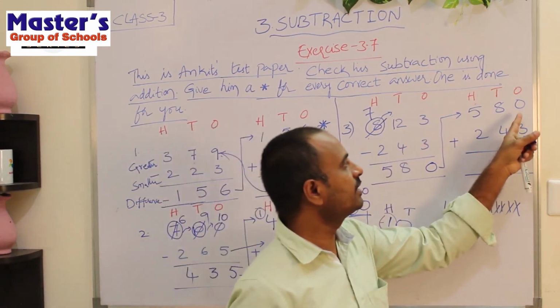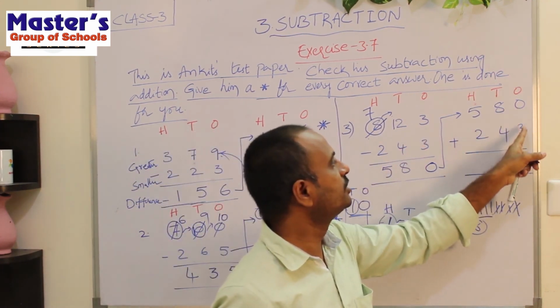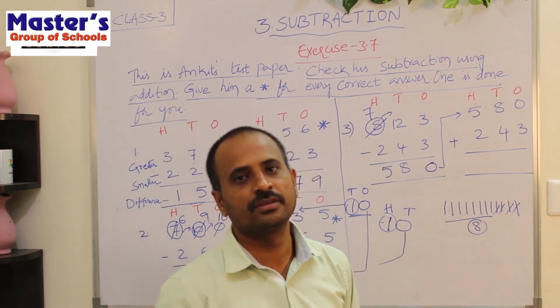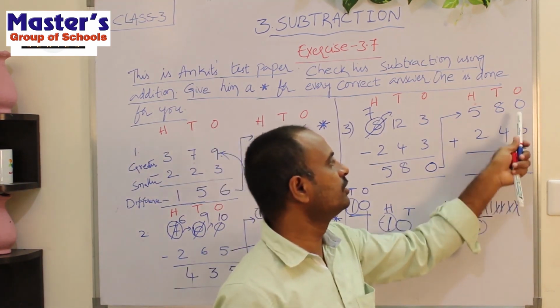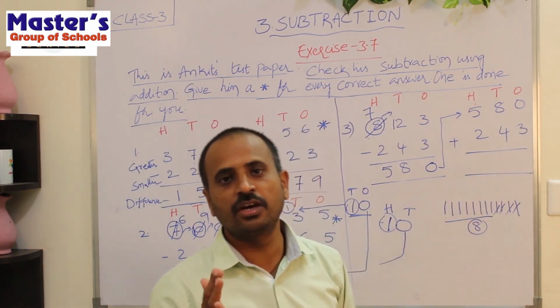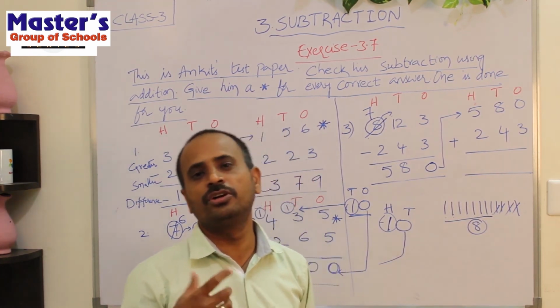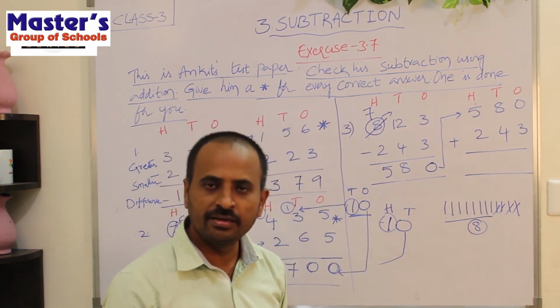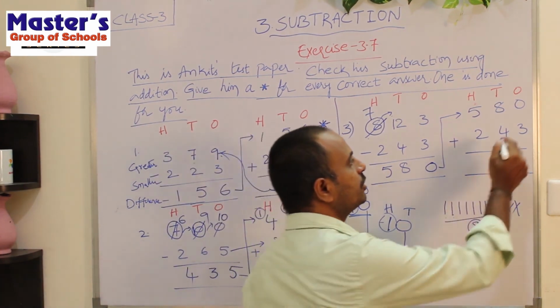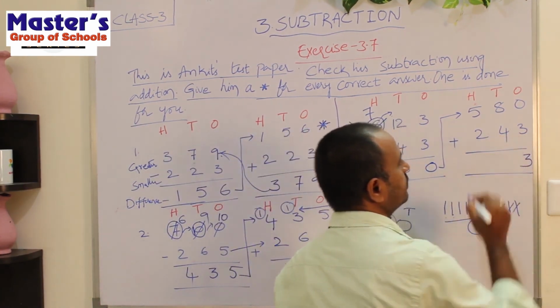What are the digits present in the ones place? 0 and 3 are present in the ones place. So now add 0 to 3. According to the properties of addition, if we add 0 to any number, we again get the same number. So if we add 0 to 3, we get 3.